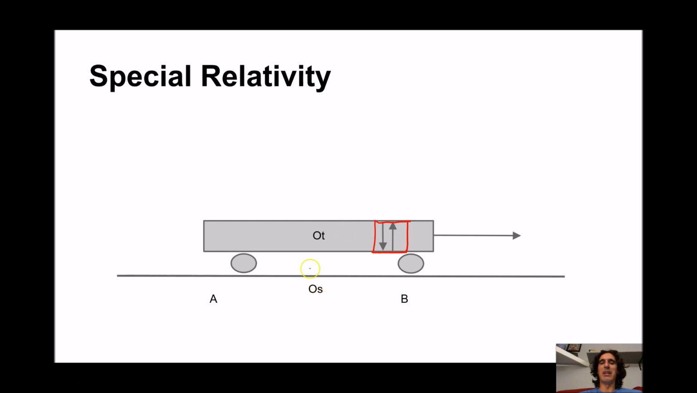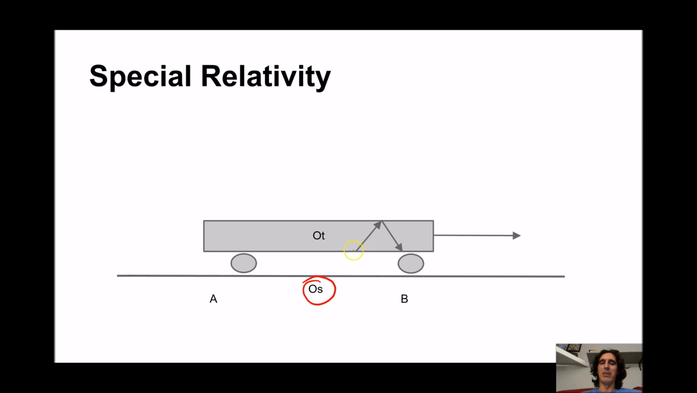However, the person sitting on the outside is going to get a different perspective of what the photon does inside the train. The observer on the outside is going to see a similar parabolic path that we saw of a person throwing a ball up in the air and moving to the right at the same time.